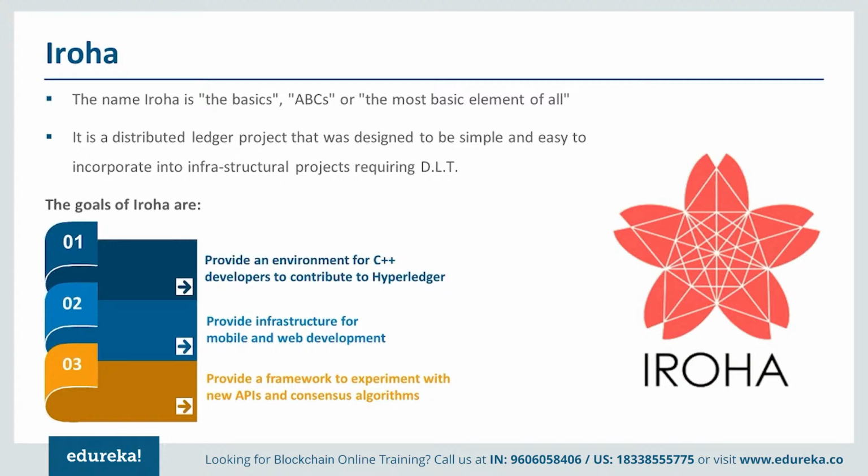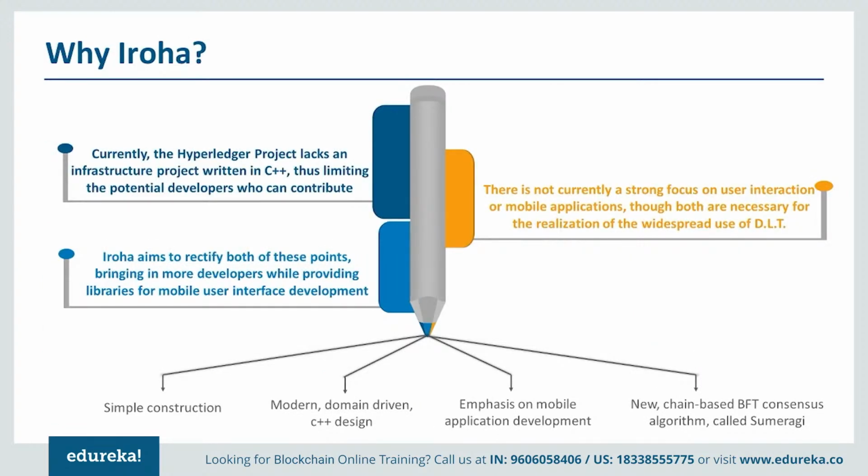With respect to features, if you compare it with Fabric and Sawtooth, it stands nowhere. Also, because it uses C++ as a language, which is a bit older, it does not have the functionalities you generally see in JavaScript or Node.js. So why Iroha? If you want a simple blockchain-based implementation to run from your mobile device, then only will you use Iroha. Otherwise, you will not be using Iroha.